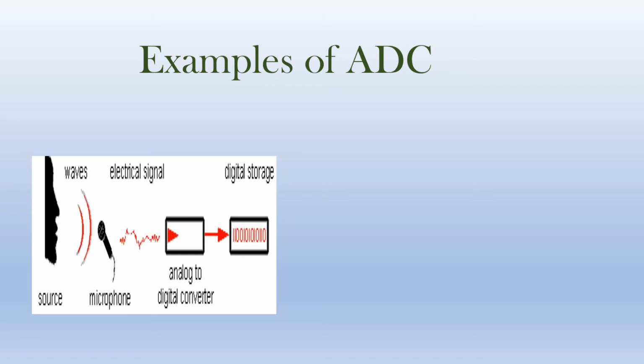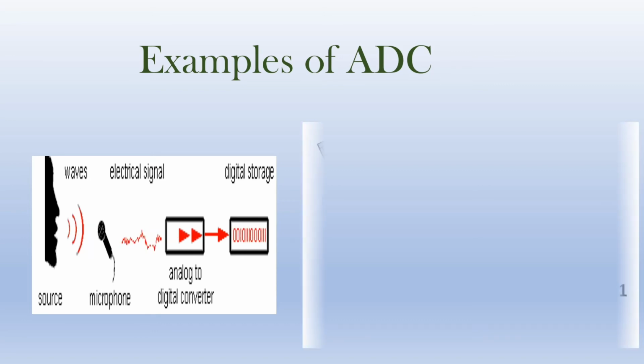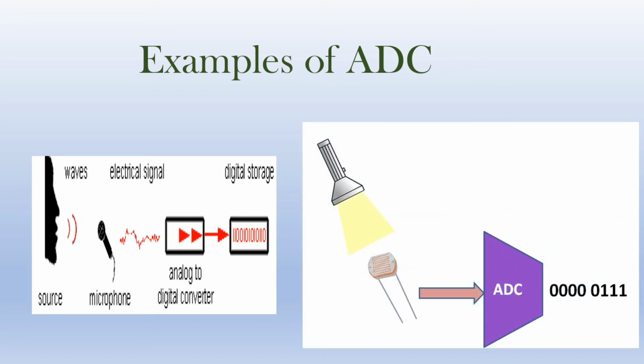Another example of ADC: in this example you can see a light signal. A light signal is again an analog signal that is fed into an ADC, and the output is a digital signal. A digital signal is represented by zeros and ones. 0 means minimum, 1 means maximum.